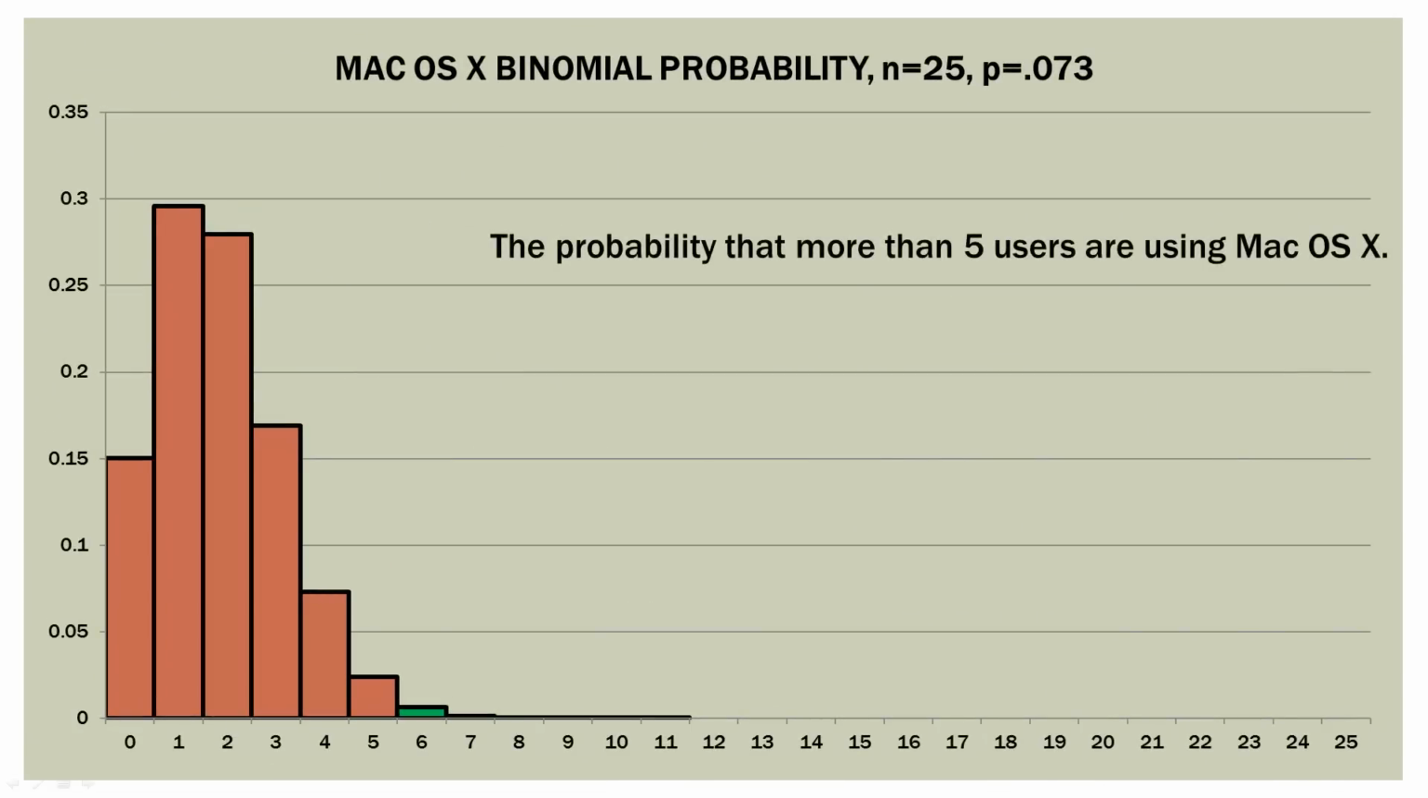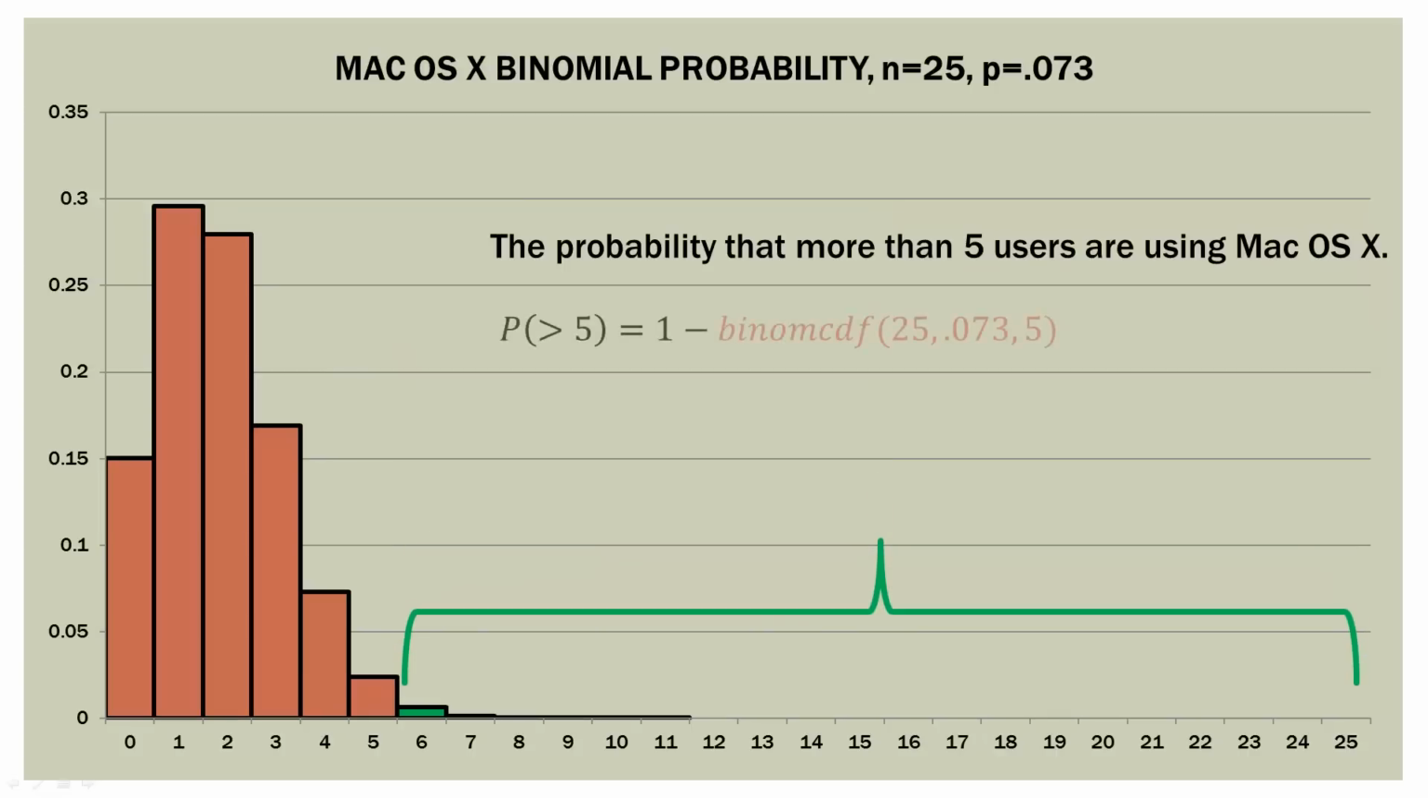Okay, now how about the probability that more than 5 users are using OSX? So it might be hard to see depending on what you're looking at this on, but down below, everything that's 6 or higher, I colored in green, because that's what we're interested in. We're interested in everything that is 6 or higher.